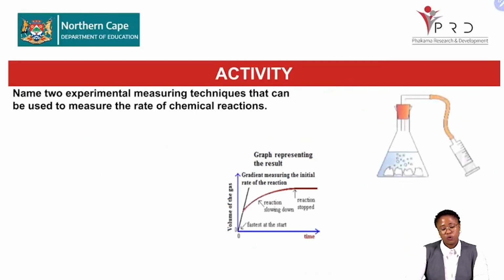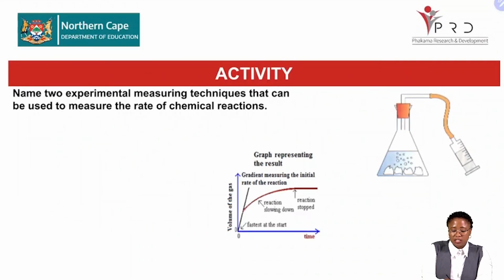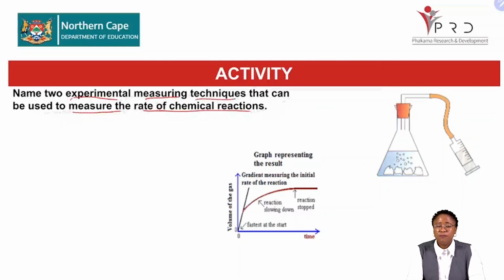Now, the question says to us, name 2 experimental measures or techniques that can be used to measure the rate of the chemical reaction. It's very important that as a learner in this chapter, you know this very well, because this is normally an investigative type of question. The examiner can ask it that way because it's always an experiment type of question. So what is important for you is to know the experimental measuring techniques that you can use to measure the rate of reaction.